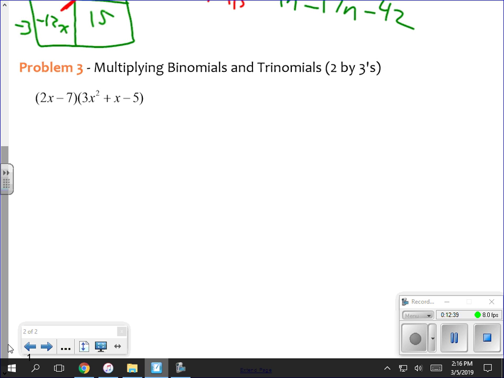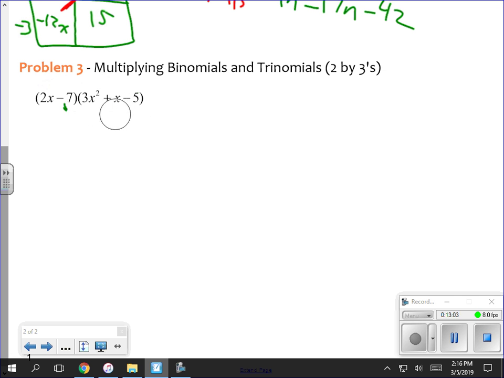The first way, do not do it this way. This is not what I recommend, but often you will see this in textbooks, and some teachers really like it. I hate it, but it does work. I've done it myself. Is you distribute, which means I do 2x times 3x squared, 2x times x, 2x times negative 5, and then I do the same thing with the second term. I don't like that. I don't do that.